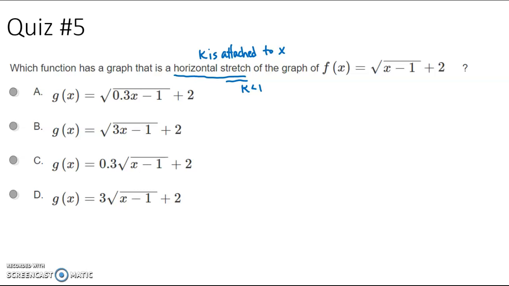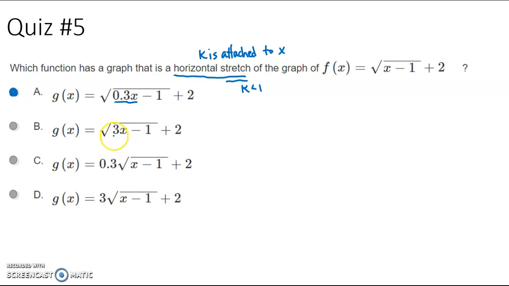x. So if I look at option A, I have 0.3 times x, otherwise everything else is exactly the same as my original function. So option A looks like a good option. Let's double check that by looking at our other options.